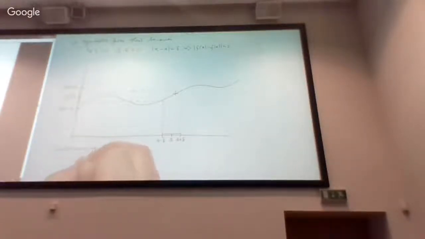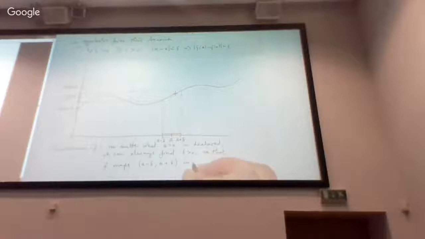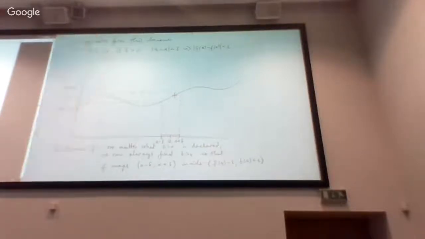So it's continuous if, no matter what epsilon bigger than 0 is declared, we can always find a delta bigger than 0 so that f maps this interval, a minus delta to a plus delta, inside the interval f of a minus epsilon to f of a plus epsilon. Okay. That's another, slightly different way of articulating the definition.